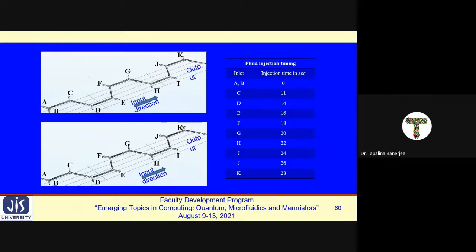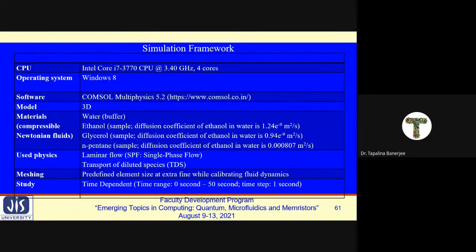Once again, we want to set the injection time at each inlet junction irrespective of our target CF, and this is the simulation framework. Here we have used water, ethanol, and glycerol, these 3 compressible Newtonian fluids, and also used the laminar flow physics to get the single phase flow and transport of diluted species.